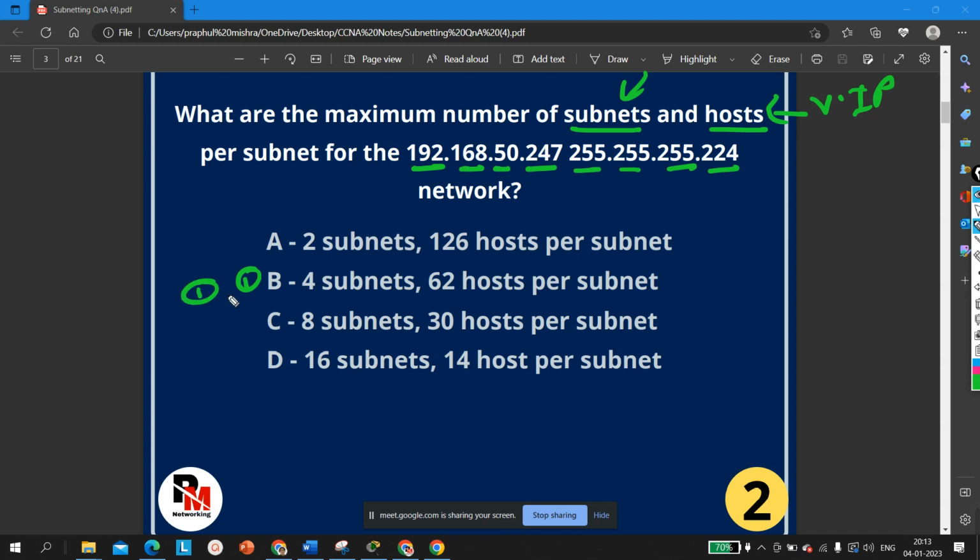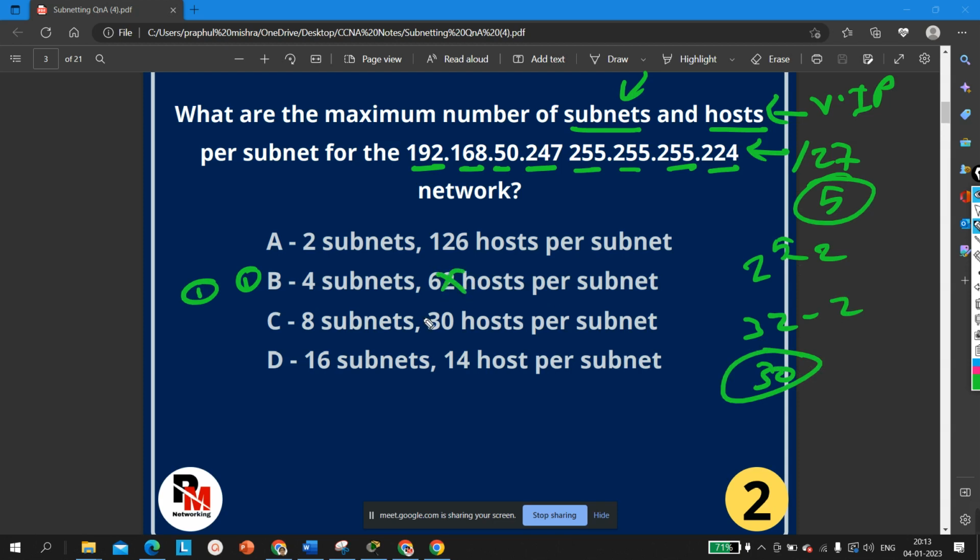Here also we need to find the block size. See guys, this subnet mask is for slash what? For slash 27. Yes or no? It's just like the previous example. So again we have 5 host bits, so the formula for valid hosts is 2 to the power 5 minus 2. It will be 32 minus 2, so valid hosts will be 30. So answer B is not possible, because we will get only 30 IP addresses in one network.